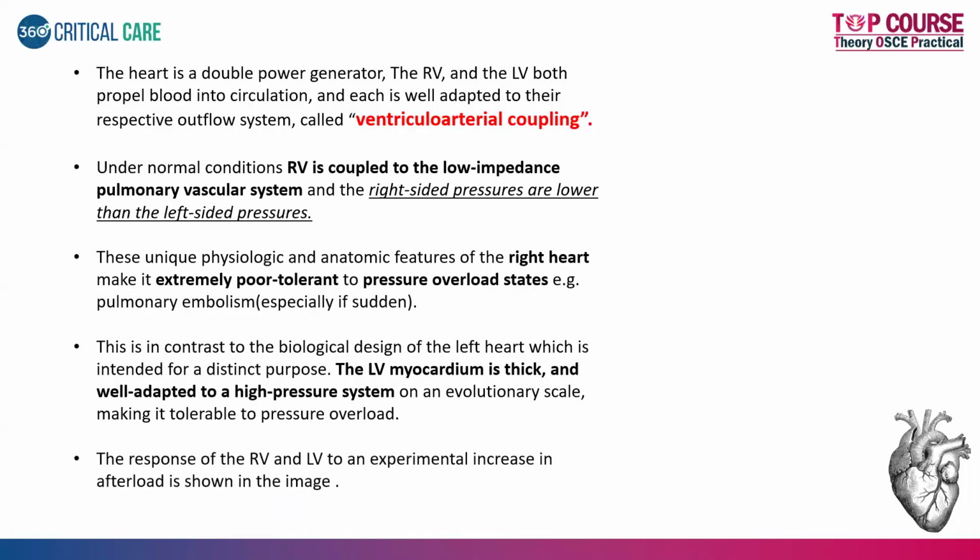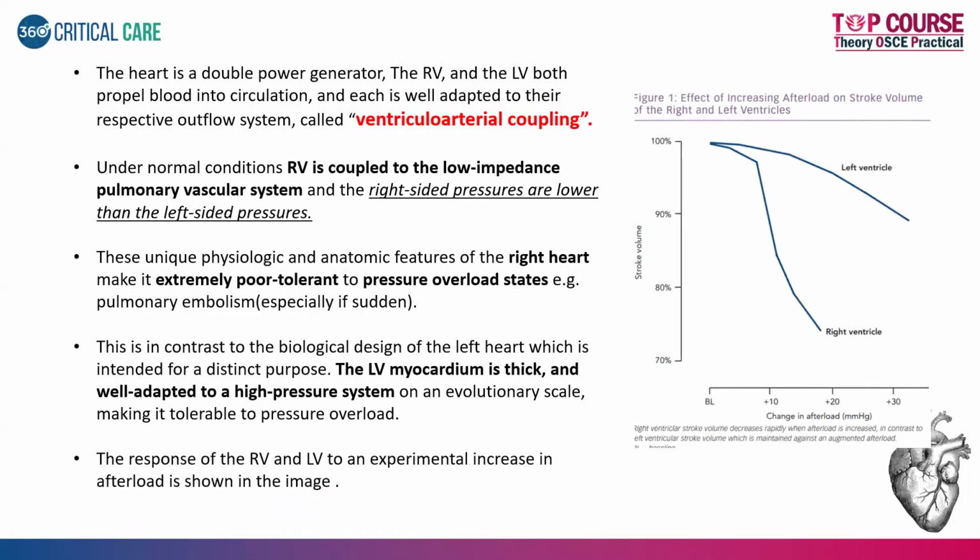So the response of the RV and the LV in experimental cases is something like this. What they looked at was how the RV responds to a change in pressure as compared to the LV. You can see there is a precipitous drop in the right ventricle's stroke volume with a small increase in pressure. From 100%, it drops just by an increase of 10 millimeters of mercury. Whereas for an increase of 10 millimeters of mercury, the LV is fairly okay. It's not 100%, but it is fairly above 90. But for a change of more than 20, the RV precipitously drops the stroke volume. So it is very sensitive to changes in pressure.